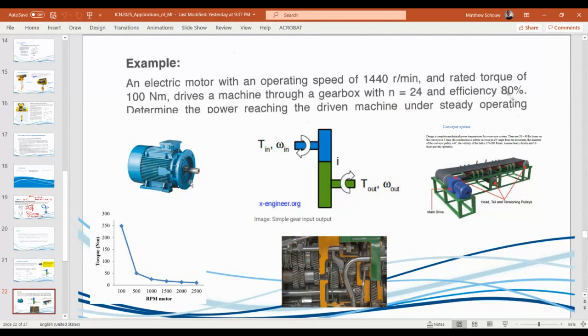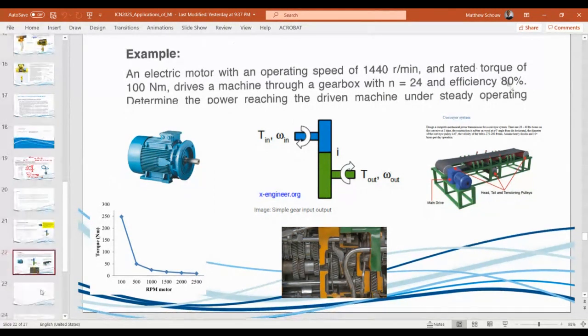So the idea here is I just put up this picture so you have a motor. It's driving this transmission system in the middle. I hope you guys can see that. And we're assuming it's some typical conveyor system over here, right? Let's just say that's the driven machine. It could have been anything. So what we're just looking for here is the torque, the power reaching the driven machine.